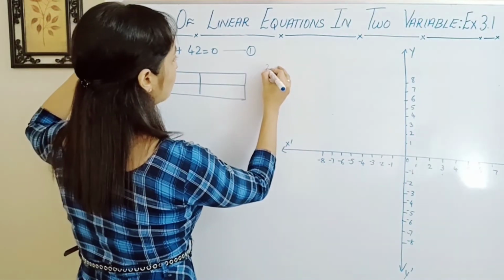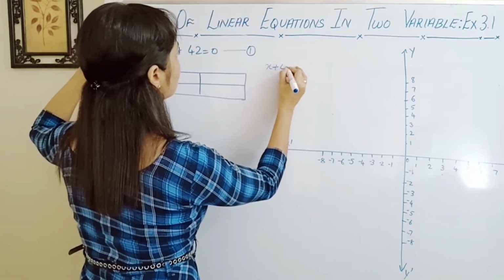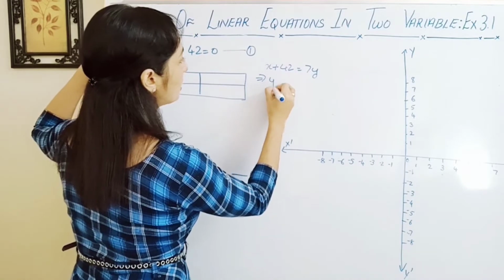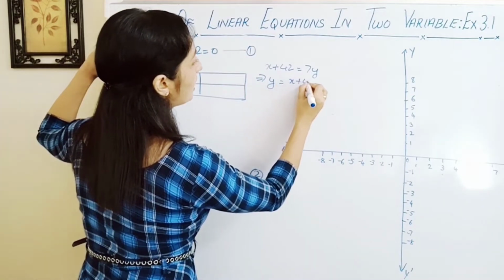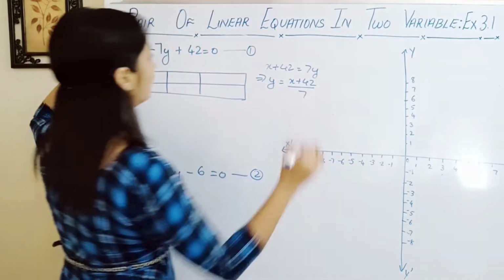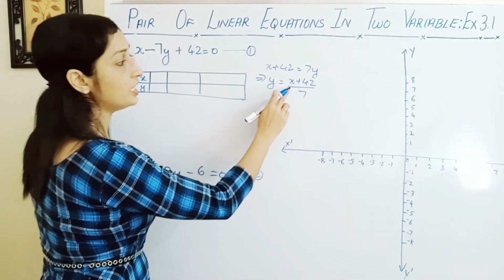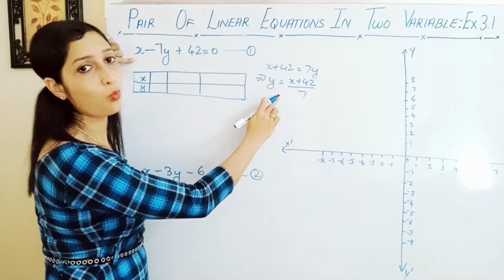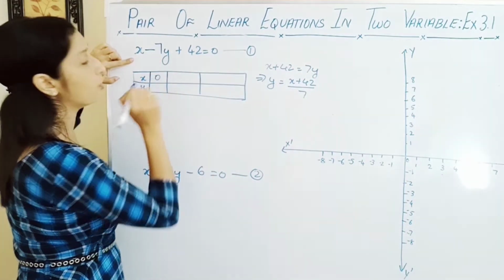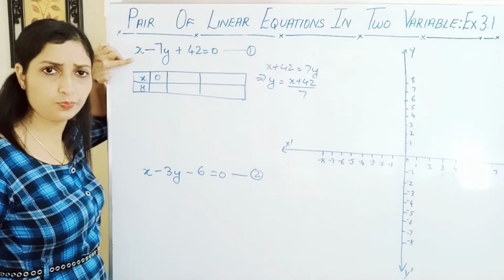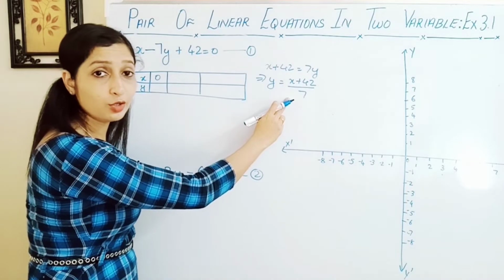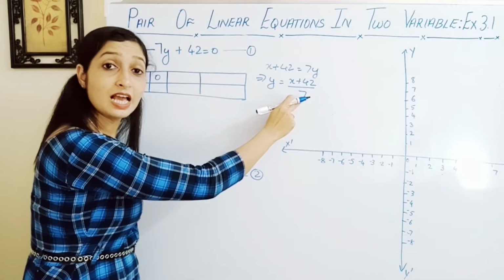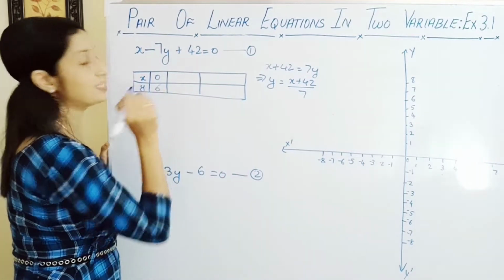So this becomes x plus 42 equals 7y, which implies y is equal to (x plus 42) by 7. Now for each value of x, I can find each value of y. So first I am taking the value of x equal to 0. So what do I get as the value of y? 0 plus 42 by 7 is 6. So I write 6 here.